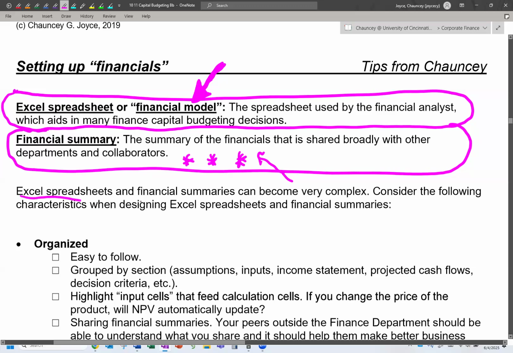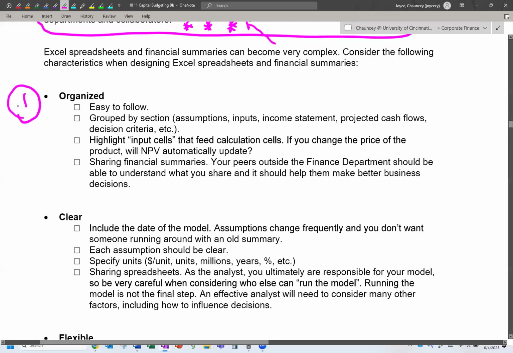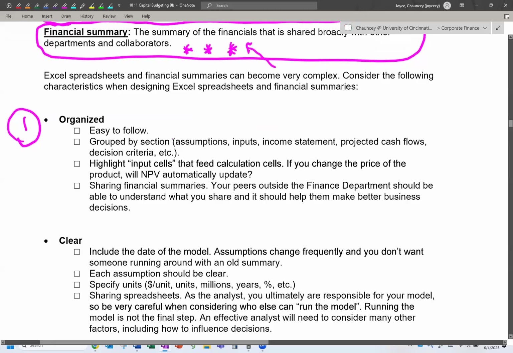Excel spreadsheets and financial summaries can be very complex. Consider some of the following tips. First, you want your spreadsheet organized and easy to follow. Group things by section. Put all your assumptions together, with all those dates, names, or divisions that gave you those assumptions. Make your input cells really clear. Have your income statement organized, your projected cash flows all in one place, and your decision criteria all in the same place. Just have everything grouped by section so it's easy to follow.